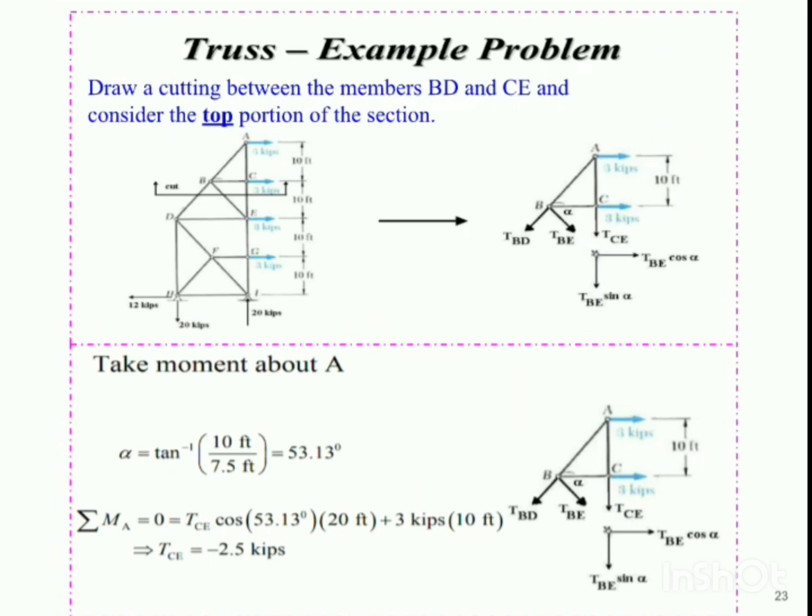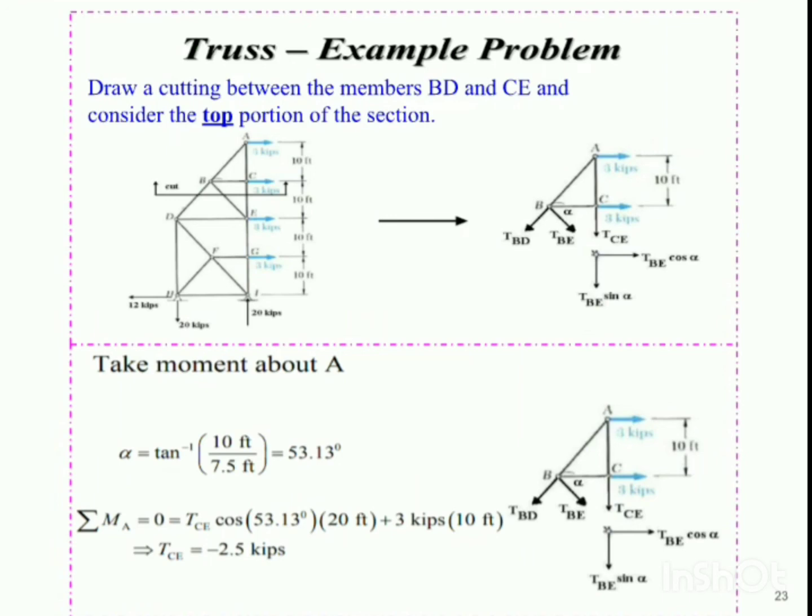The second thing is that you can also calculate the moment about the joint C. For that case also, the moment of the member force TCE will be 0. Then again we are left with the two unknown members TBD and TBE. So you can select either of the joint A or joint C for calculating the moment. But over here I have selected joint A, and by using the moment equation you can get the value of TBE. Now why have we selected joint A?